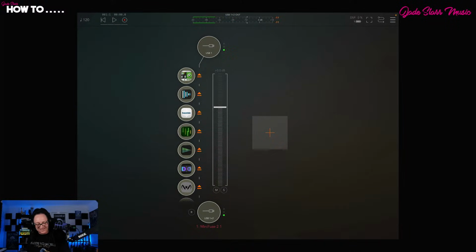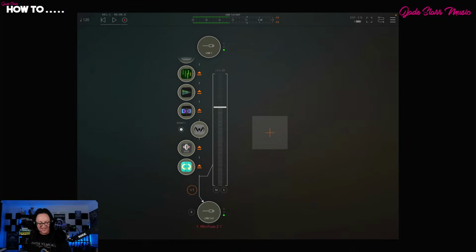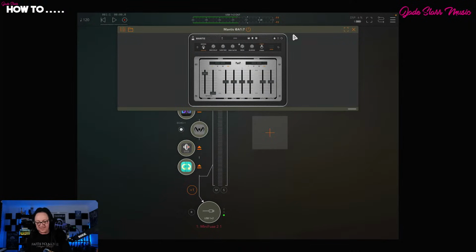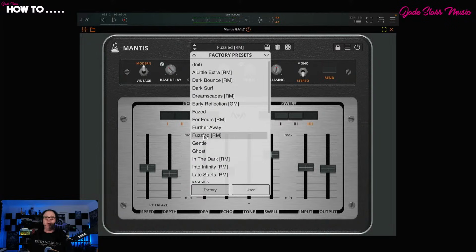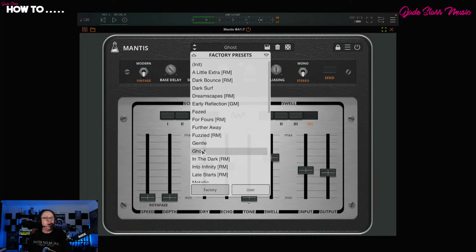Am I right? We've got ones like this one here, which is Mantis. Pretty wild stuff in Mantis. This is by Audio Thing.